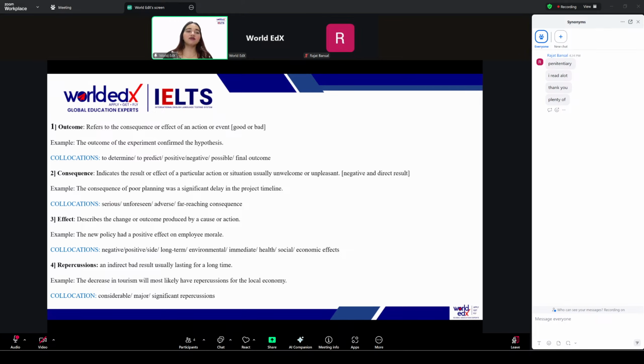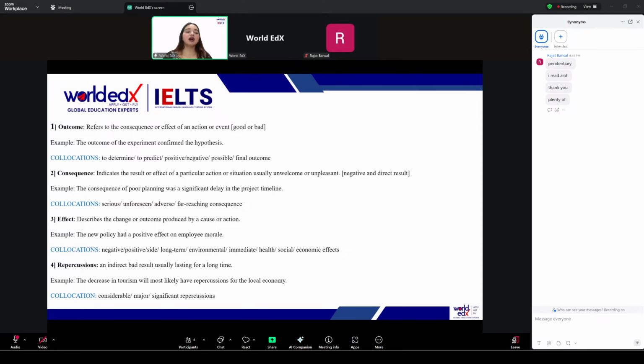Outcome refers to the consequence or effect of an action or an event, both good or bad. You have to determine the outcome, to predict the outcome. These are the collocations that you relate with outcomes. Then you have consequence. You can say serious consequence, unforeseen consequence, adverse consequence, far-reaching consequence. Consequence is also something you can definitely use as per the context.